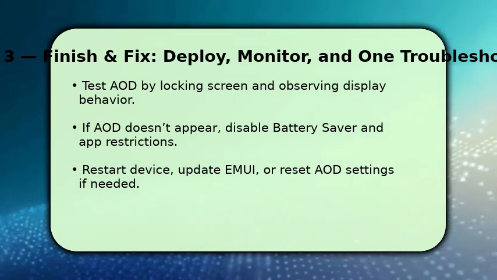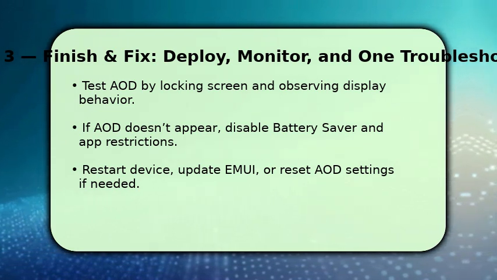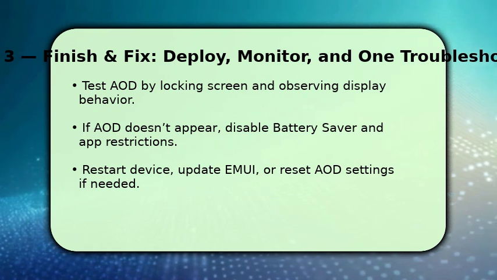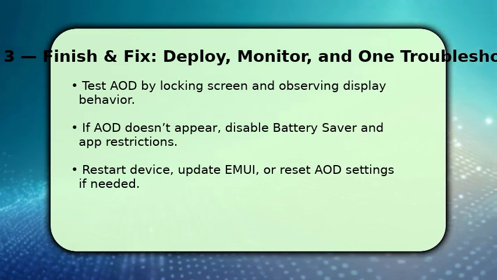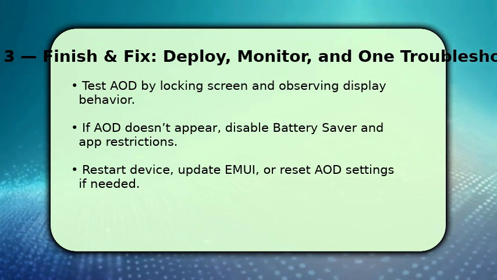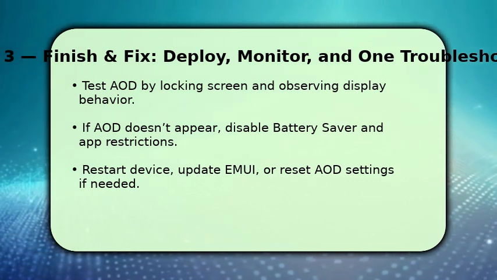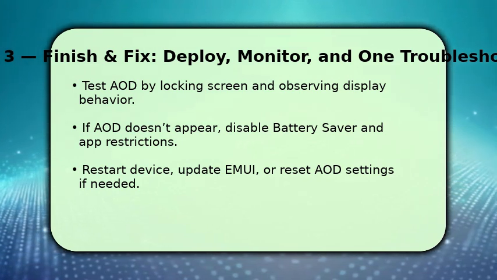If it doesn't show, first check battery saver and any app background restrictions. These often block AOD. If problems persist, restart the device, install system updates, and reapply AOD settings. One key troubleshooting tip: disable aggressive power management in Settings, Apps, Special access, because the system may kill AOD.